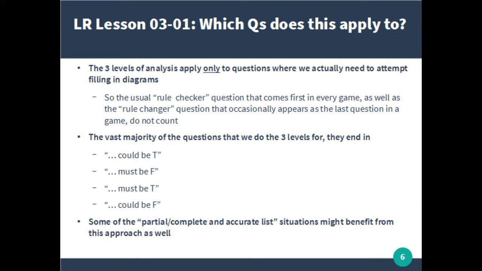So the very first issue we have to deal with, before we even discuss what the stages themselves actually are, is which questions these 3 stages of analysis apply to. To start off with, they apply only to questions where we actually need to attempt filling in diagrams repeatedly.